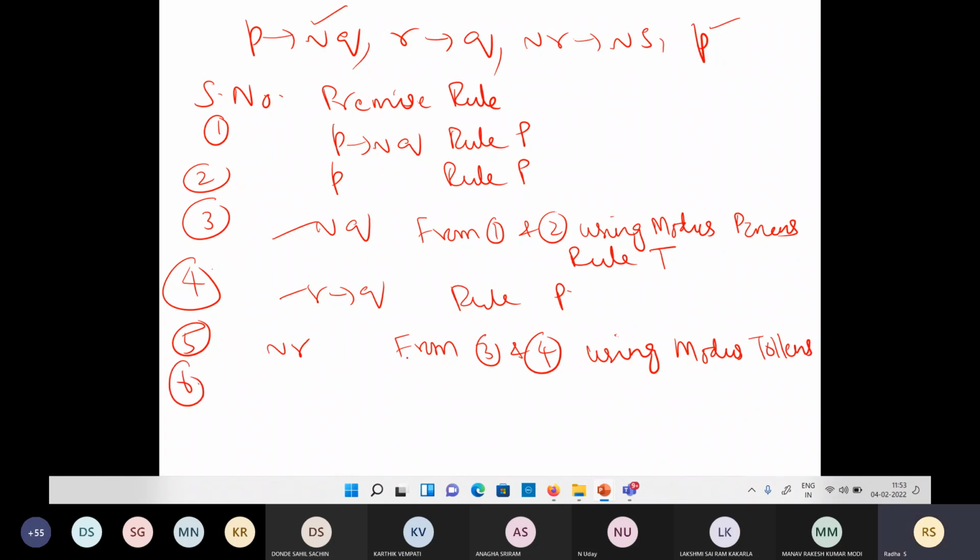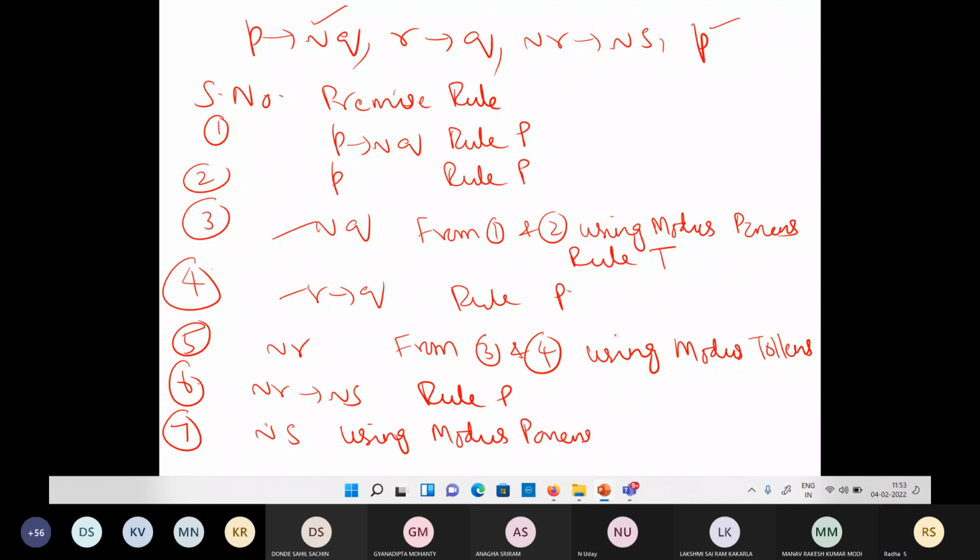Then now you can introduce not S. So combining 5 and 6, using modus tollens in 5 and 6, what will you get? Not S. What is the actual conclusion? Not S. But we have been asked whether S is true. No, S is not true, not S is true, right?